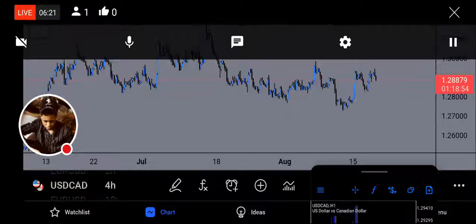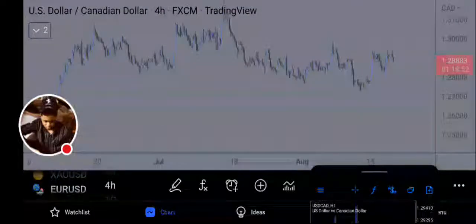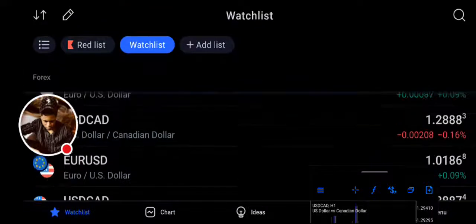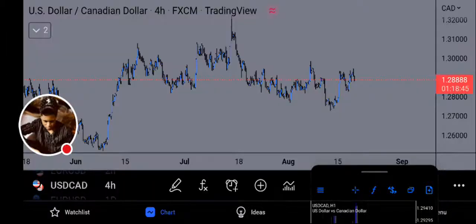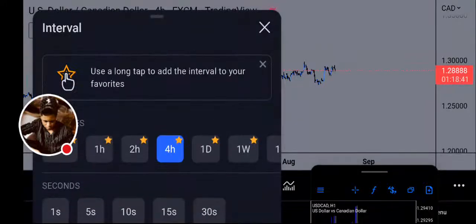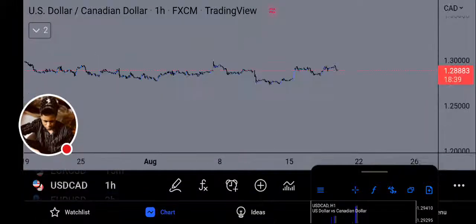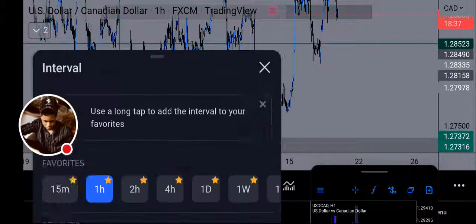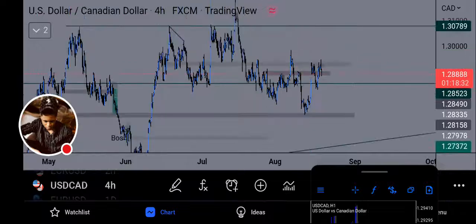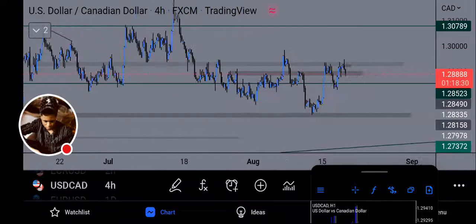Checking my other USD CAD analysis, let me show you guys something right here. So checking my other USD CAD analysis. Okay, USD CAD, I guess it's this one. It's not really loading up. I don't know why. This might look scattered for those that don't understand what is going on. You understand?